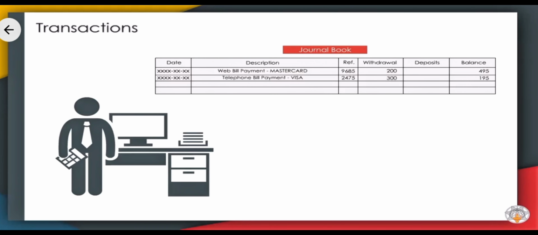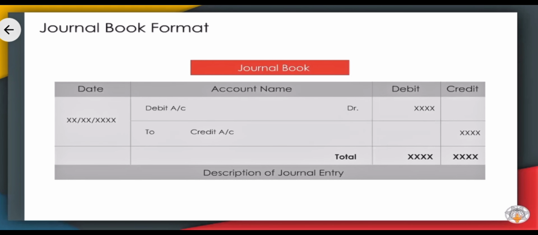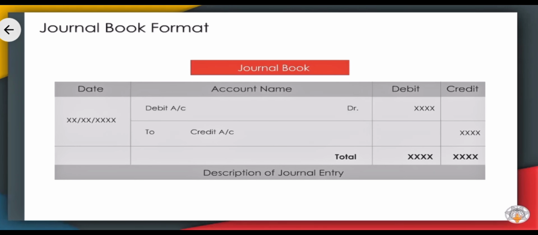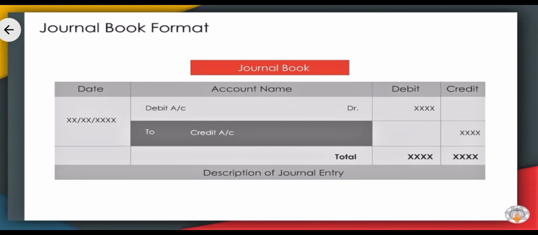Journal book format. Journal book is used to record all day-to-day entries. Format of journal is as follows. Date is the date of transaction. Account name indicates those two accounts which are affected due to this transaction. Debit, amount for debit account. Credit, amount for credit account.